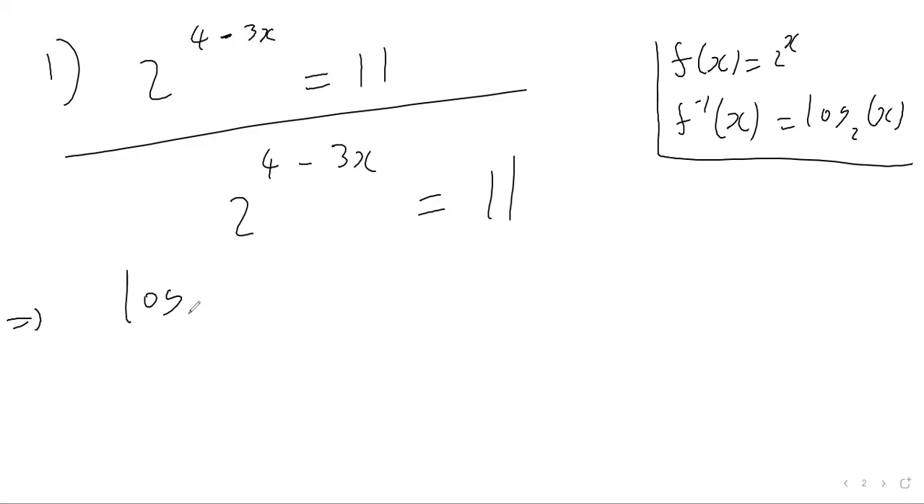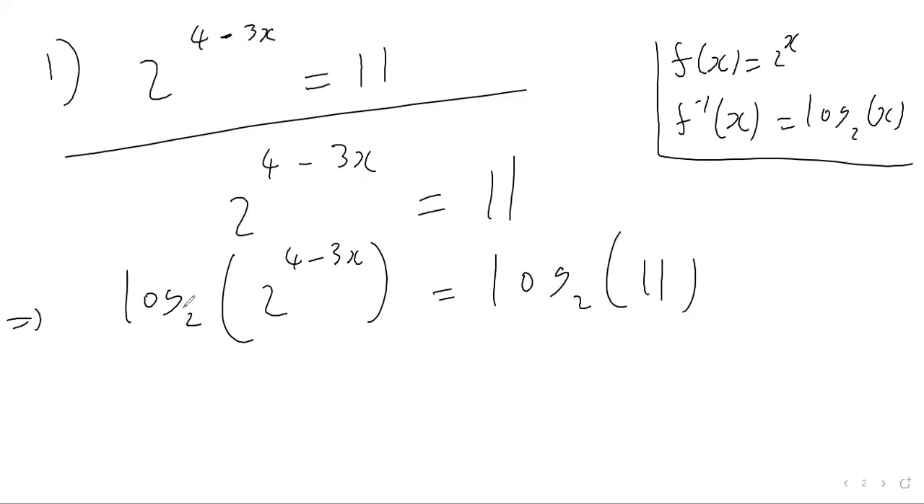So therefore, we get log base 2 of 2 to the power 4 minus 3x is equal to log base 2 of 11. And remember, log base 2 and 2 to the power of x are inverse functions. So therefore, we get rid of this exponent of a base 2. So we're just left with the power. So 4 minus 3x is equal to log base 2 of 11.